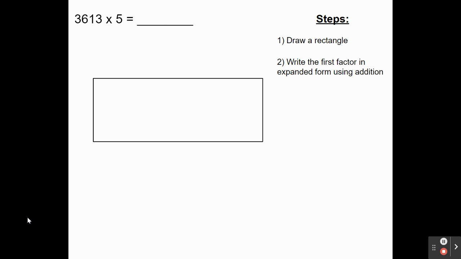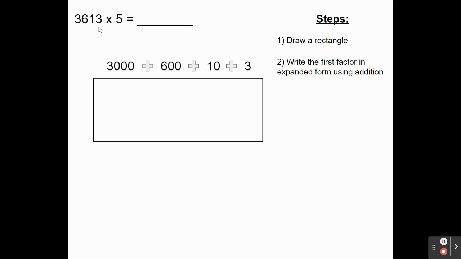What we're going to do is write the first factor in expanded form using addition. The first factor in this multiplication problem is 3,613. So let's look at the first digit, the 3. It's in the thousands place, so the value is 3,000. The next digit is the 6 in the hundreds place, so the value is 600. Now we have a 1 in the tens place, so the value is 10. And here we have a 3 in the ones place, so the value is 3.